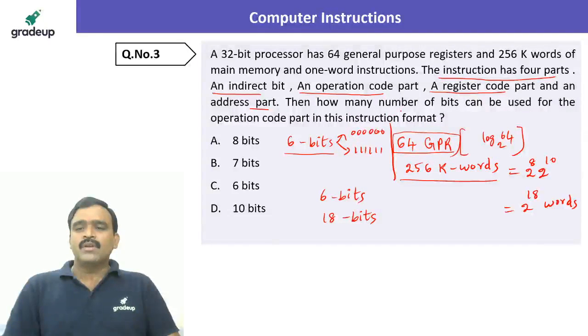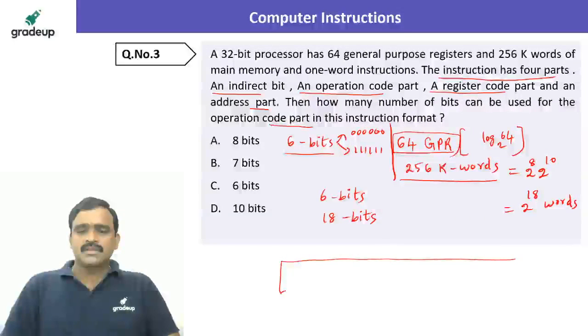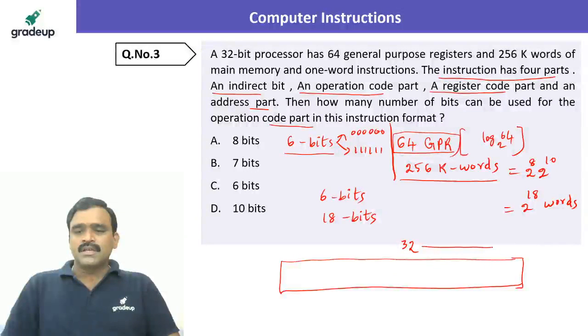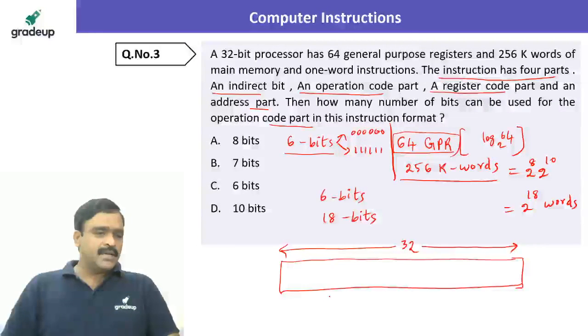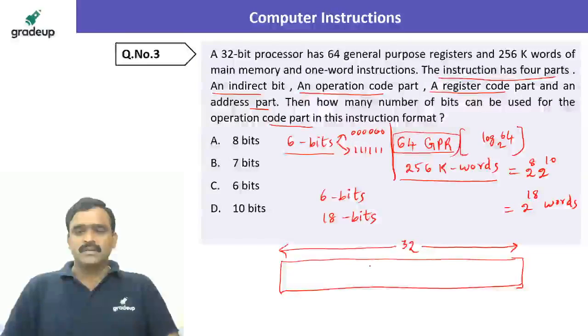Then how many bits can be used for the operation code part of the instruction? It's very simple. What are the 4 parts? It is mentioned that this is a 32-bit processor. In a 32-bit processor, the word size is 32 bits. A processor is an n-bit processor if it is able to process n bits of data at a time. That means the word size is n bits, so here the value of n is 32.